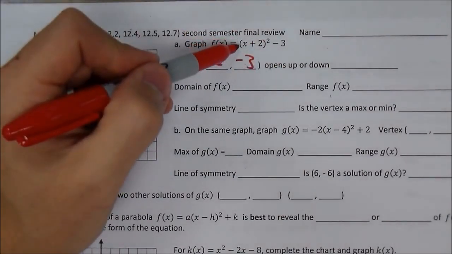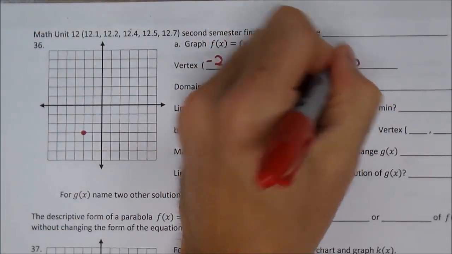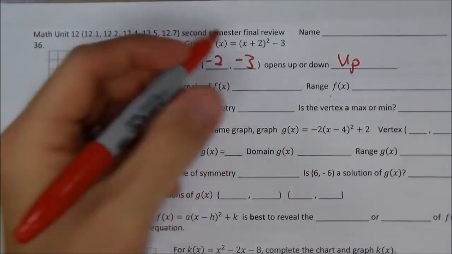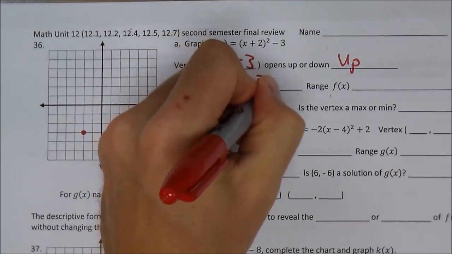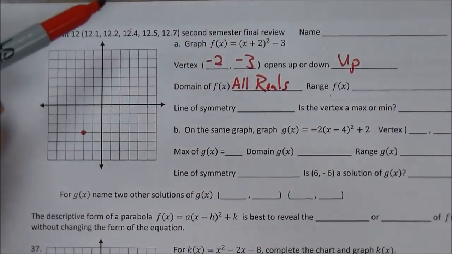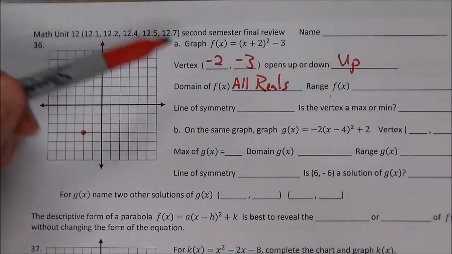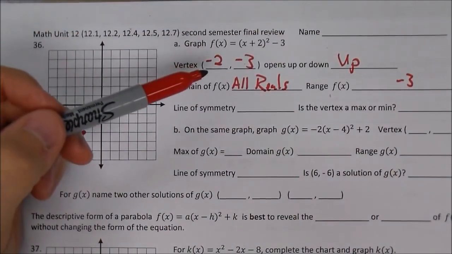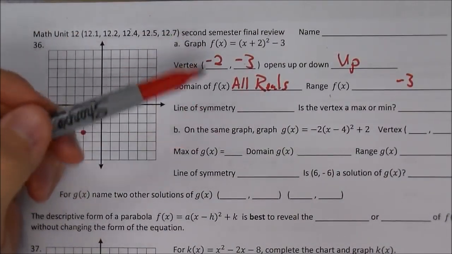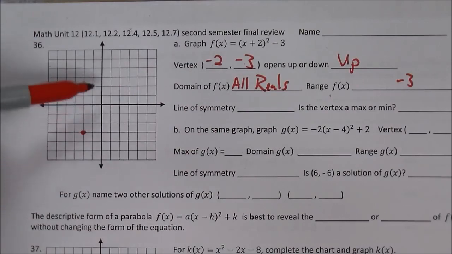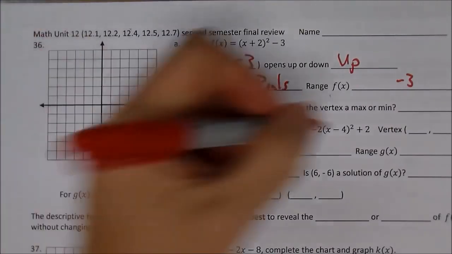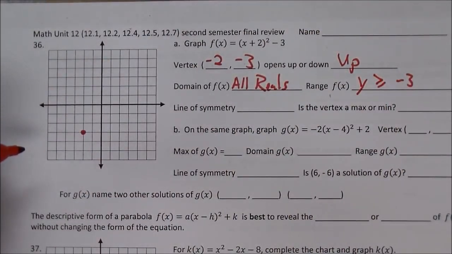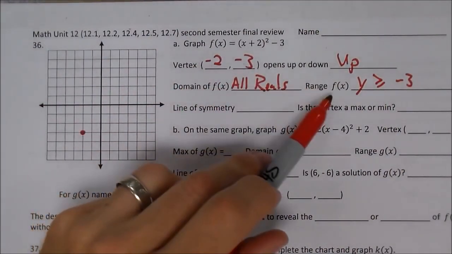Now this one, since I have no negative right here, I know that it opens up. So that's taken care of. My domain of f of x, my domain of any of these parabolas is all real numbers, so we'll write all reals. My range, though, depends on where the y value is. So from the vertex, I get this negative 3. So my y values are in relation to this negative 3. They're all either all above it or all below it. Now the fact I know the parabola opens up, it's going to go in this direction. That means my y values are all greater than or equal to negative 3. Now, we got that from the y value of the vertex.